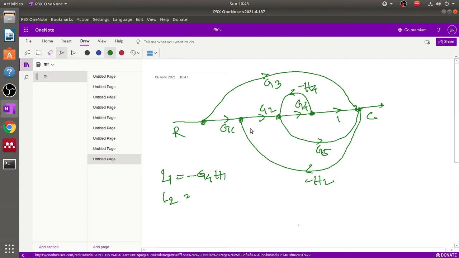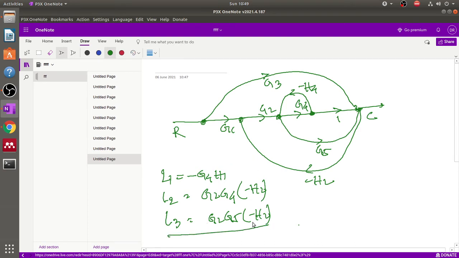so now there is a G2 G4, starting from this G2 G4 1 and then come back to this path, so minus H2. So basically G2 G4 minus H2, minus of G2 G4 H2. Now what is L3? L3, look here, G2 G5, G2 and then G5 and then minus H2. Okay, it is very easy to determine these values.